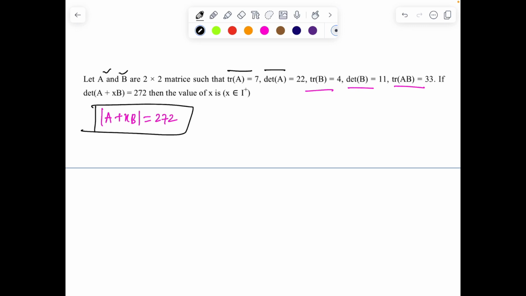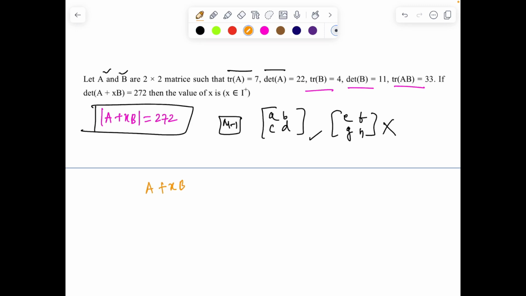So how will you solve this? Now see, since A and B are 2 cross 2 matrices, one way of doing this is you can take a, b, c, d and e, f, g, h, but that will incorporate 8 variables. Of course it can be done, but it will be extremely time consuming, especially in the examination.